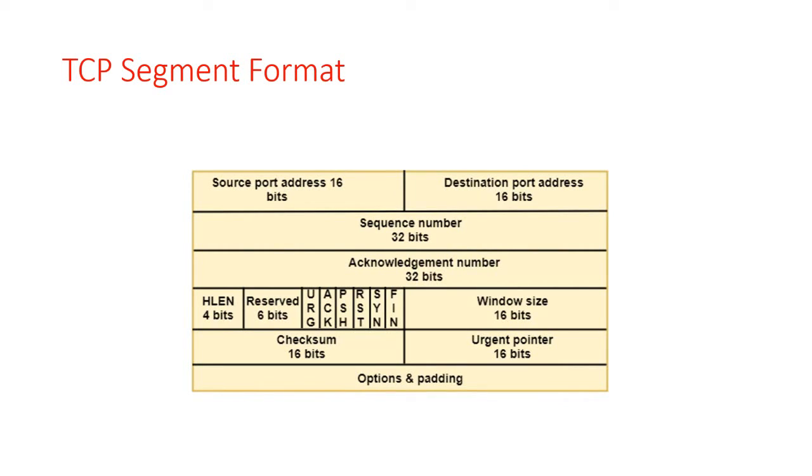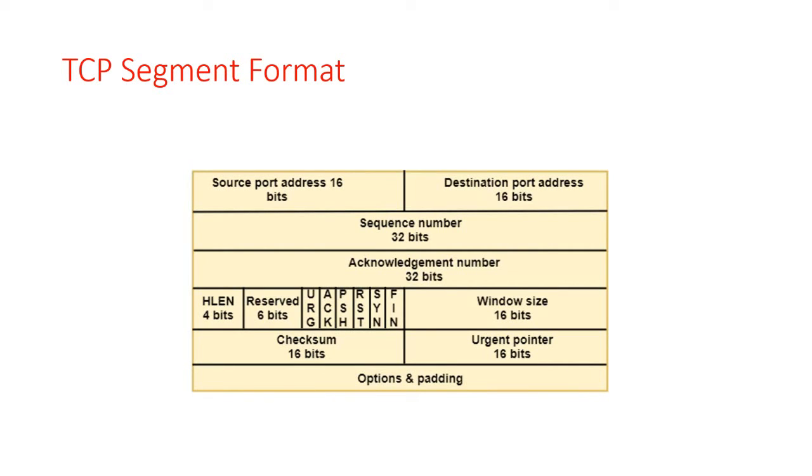What is meant by URG? The URG field indicates that the data in the segment is urgent. For urgent data, the URG field is used. The next is the ACK. When the ACK, that is the acknowledgement field, is set, it validates the acknowledgement number. If ACK is equal to 1, then we set the acknowledgement number, or it validates the acknowledgement number.